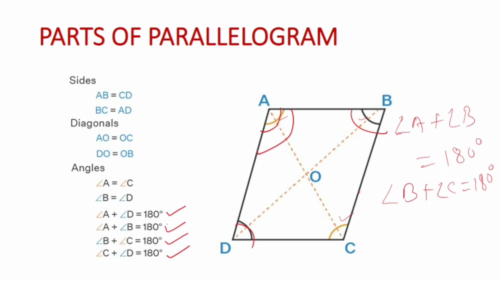A parallelogram is a type of quadrilateral, as you know, in which the opposite sides are parallel and equal. This side and this side are equal, and this side and this side. I have shown it on the screen. Now, there are four angles in a parallelogram at the vertices.